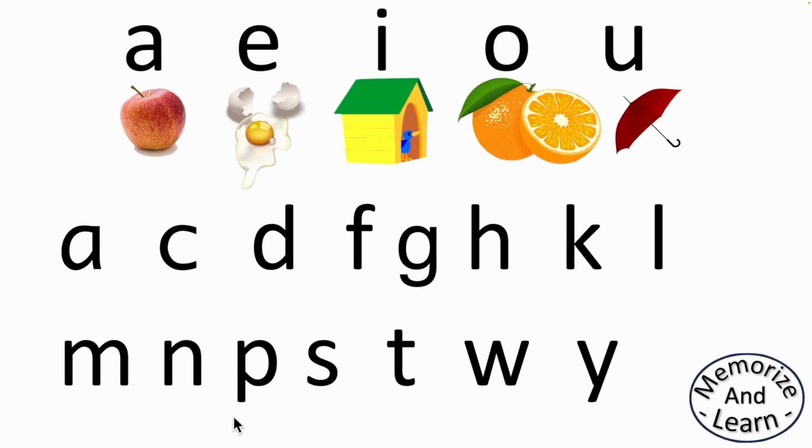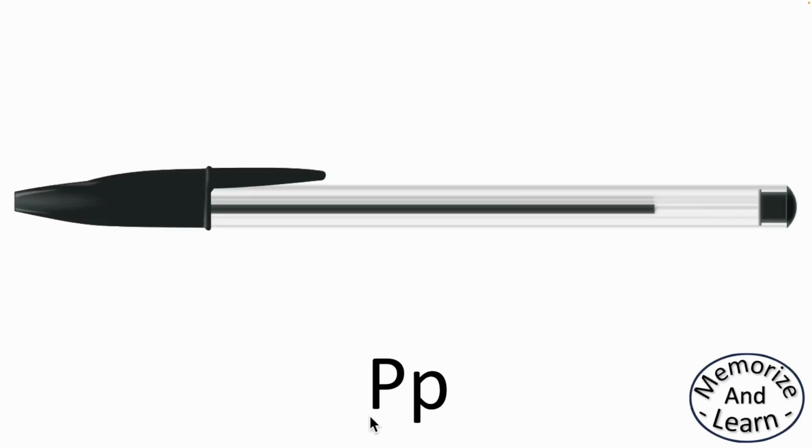P is a new letter. At the beginning of the name P, you can hear the sound the letter makes, P. The word pen begins with the sound P. Here's a capital P and a lowercase p. Sometimes people have trouble with the D and the P. This is the D that says D, like donkey, and this is the P that says P, like pen.